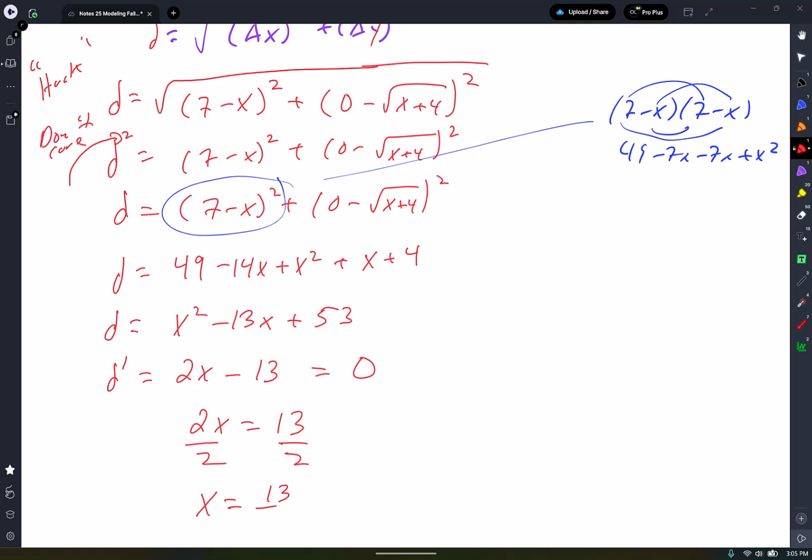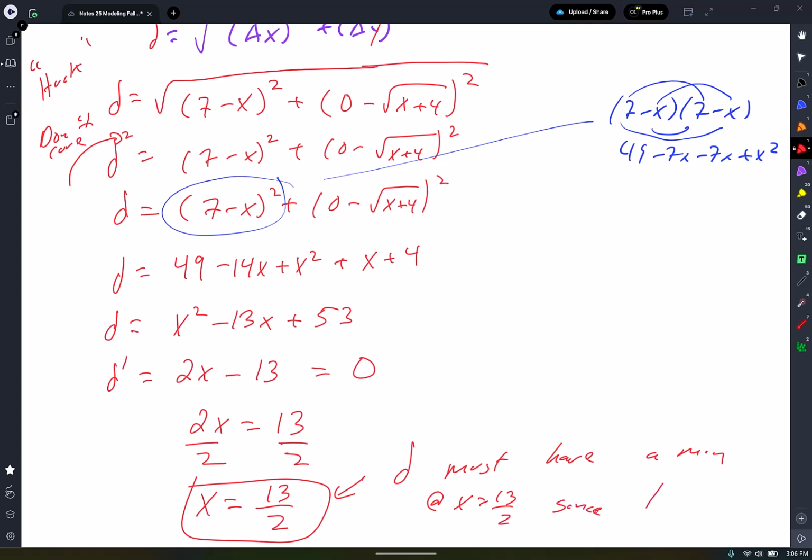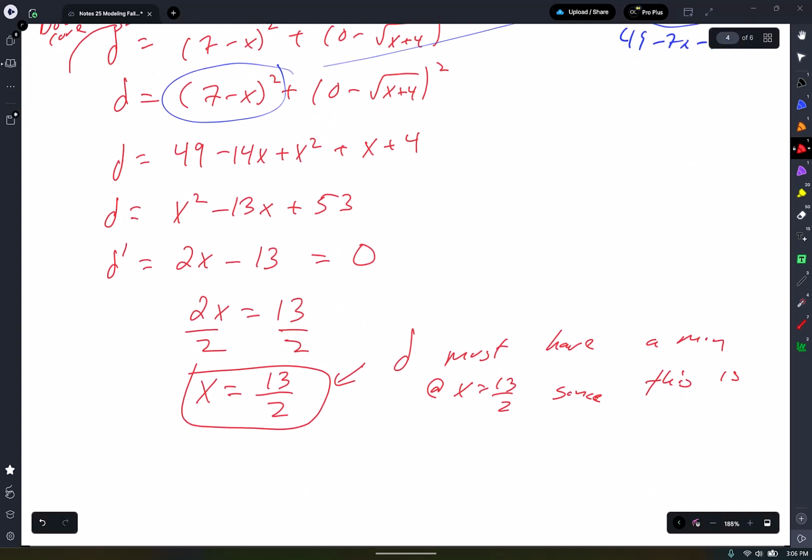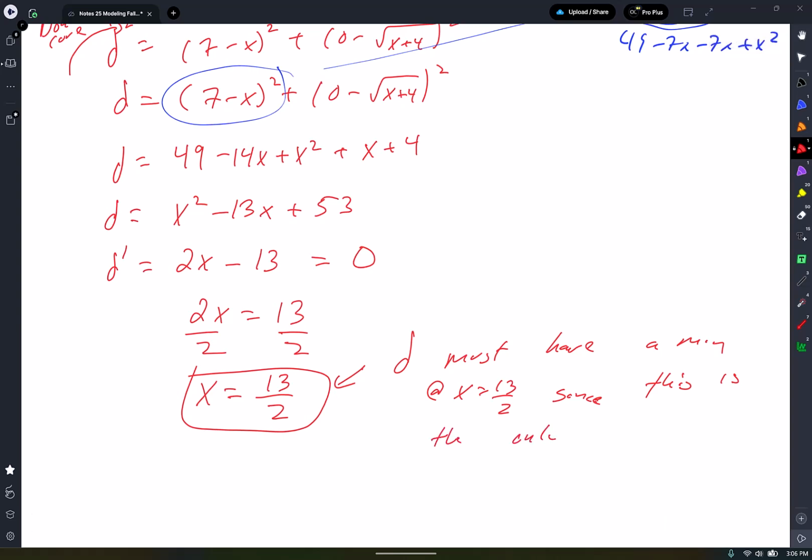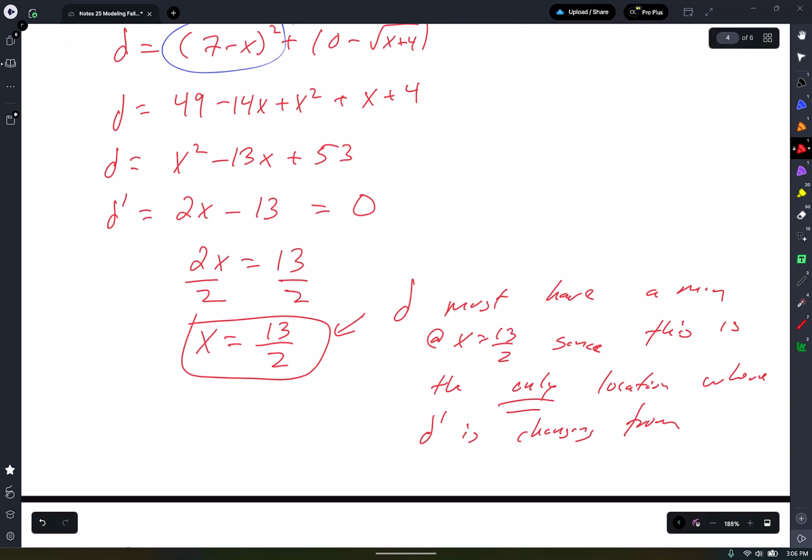x equals 13 over 2. D must have a min at x equals 13 over 2 since this is the only location where D prime is changing from what to what? From negative to positive.